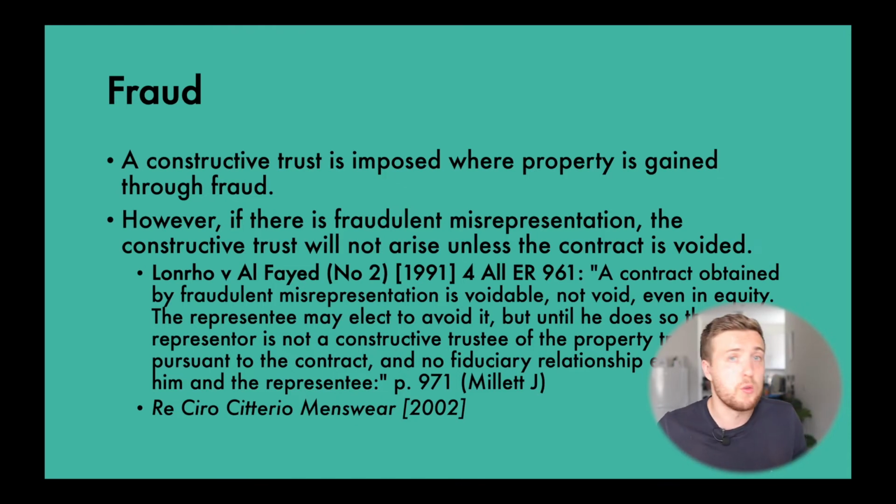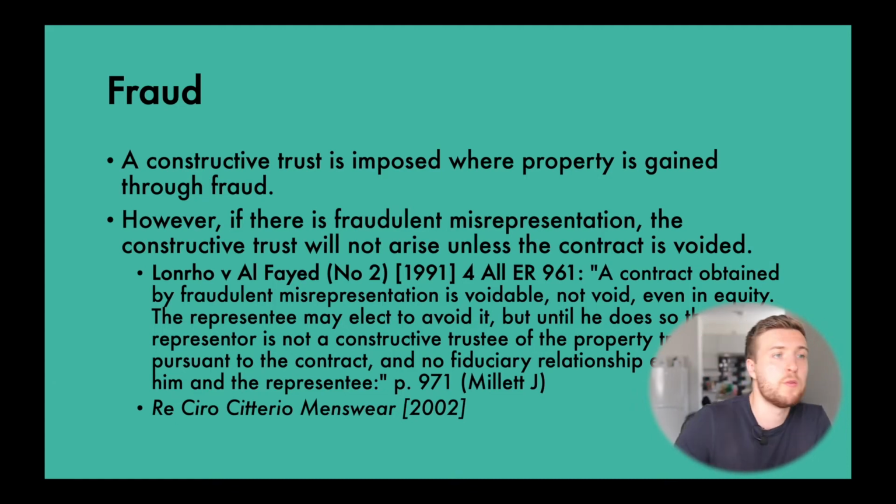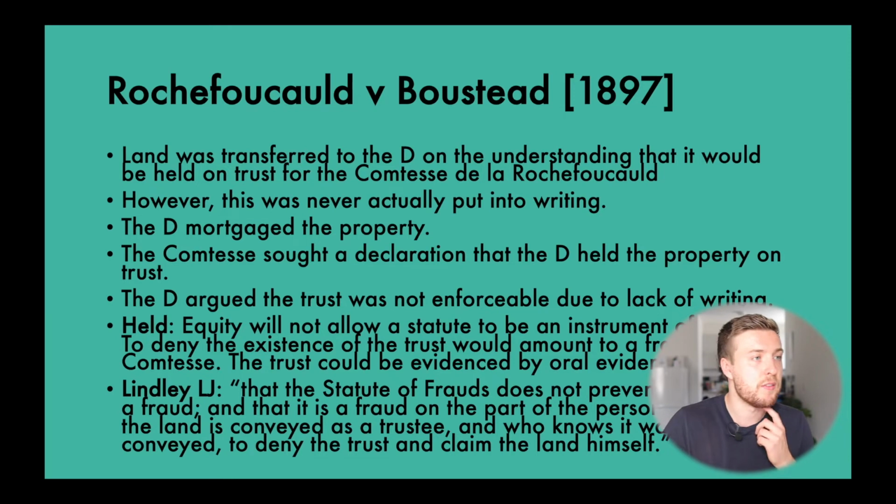by taking a look at the case of Rochefoucauld and Usted from 1897. In this case, land was transferred to the defendant on the understanding that it would be held on trust for the Comtesse de la Rochefoucauld. However, this was not actually put into writing, and the defendant later mortgaged the property. So the Comtesse subsequently sought a declaration that the defendant held the property on trust, but the defendant argued the trust was not enforceable due to a lack of writing.